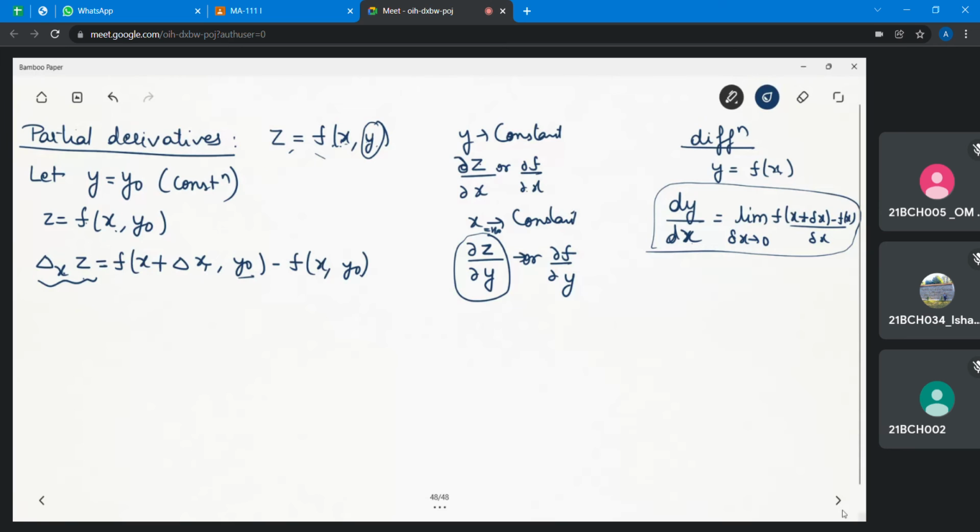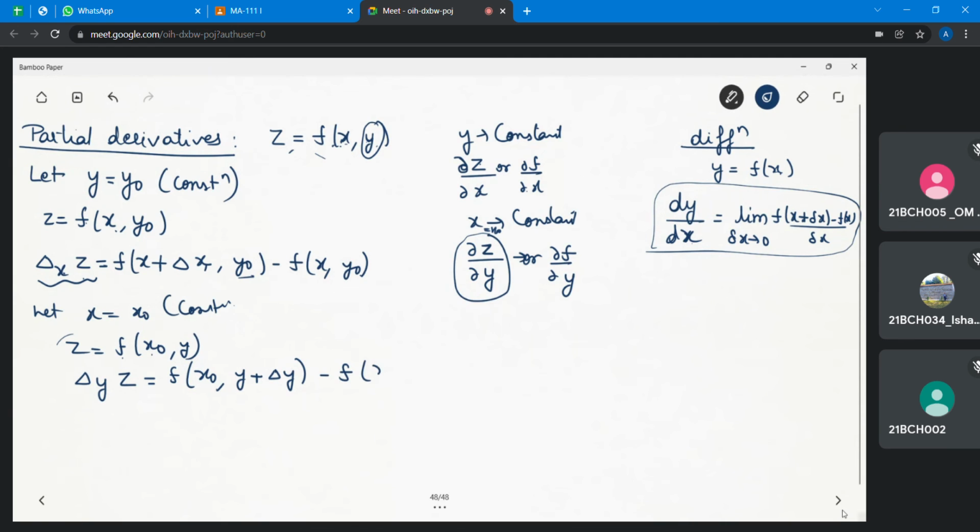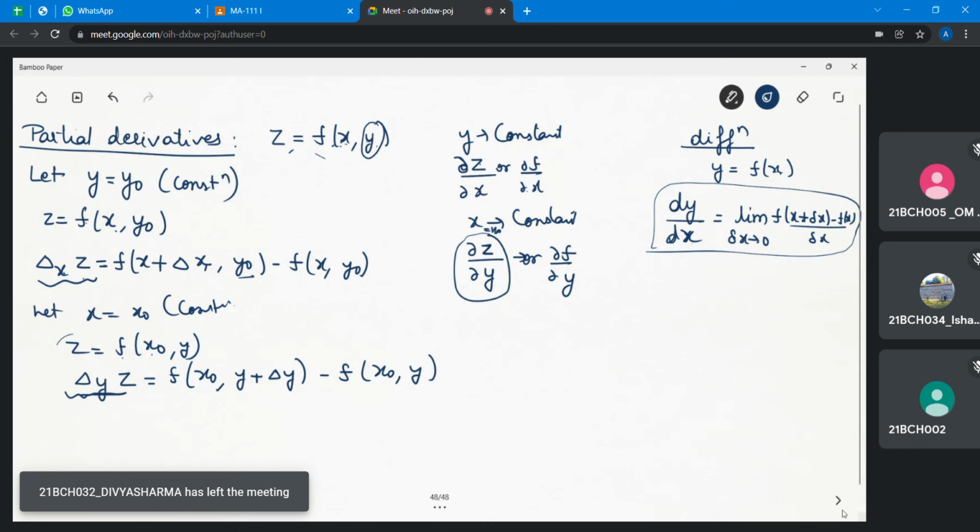Similarly, अगर आप x is equals to x naught, मतलब x naught को constant put कर रहे हो, तो z will be f(x naught, y), means ये जो function होगा अब सिर्फ y का function होगा, x constant होगा. And then if you want to take the increment, so the increment in this function z with respect to y is defined as f(x naught, y plus delta y) minus f(x naught, y). So this is representing the partial increment in z with respect to y, keeping x as a constant.